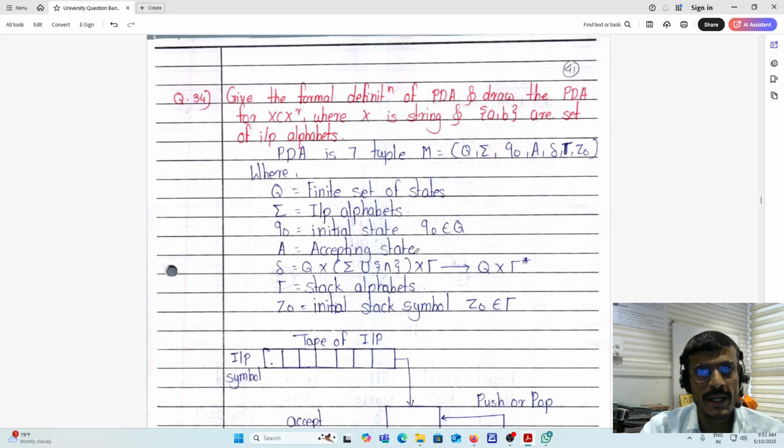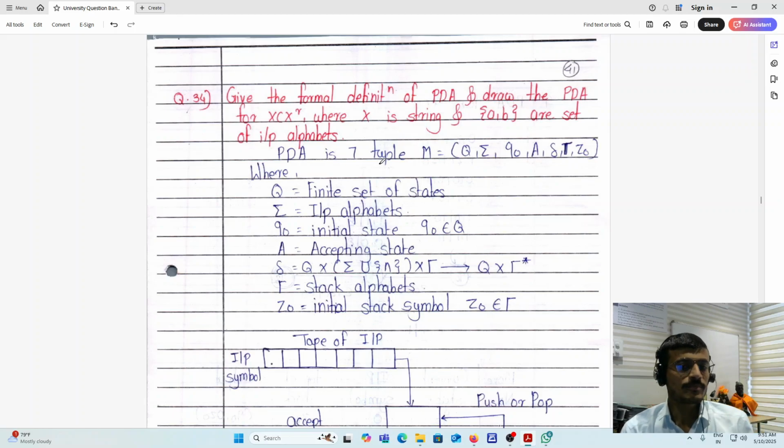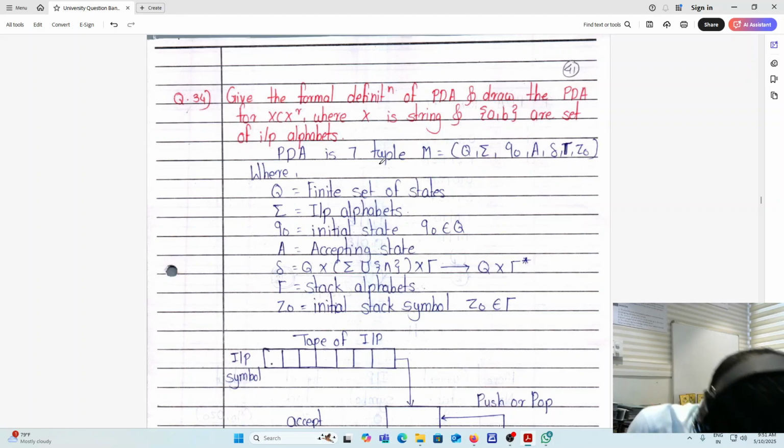Now the next one is: give the formal definition of PDA and draw the PDA for XCX^R, where X is a string and a, b are the set of input alphabet. So first of all, you should know what the formal definition of PDA is.